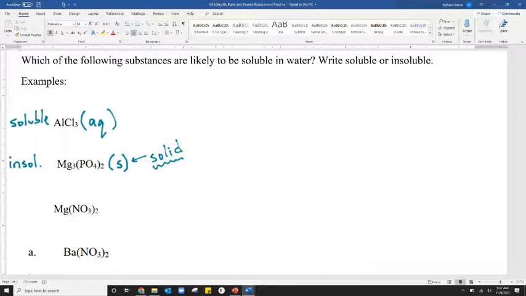Okay, the third example is magnesium nitrate. Same idea. We already decided it's not a group 1 metal. Magnesium is not a group 1 metal. So then the second rule is about nitrates. Rule number 2, all nitrates are what? Soluble. So I'm going to put soluble, and then I'm going to put AQ after it. Things that are soluble, you write AQ. That means they would dissolve in water.